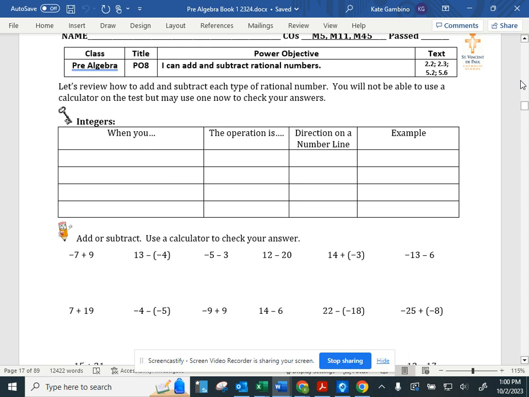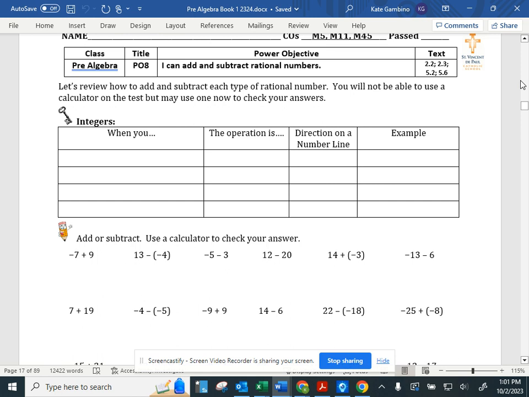Afternoon. Today we are continuing in Unit 2 with PO8. I can add and subtract rational numbers. So remember, those rational numbers are positives and negatives, fractions, and decimals that end or repeat. So we're going to work on adding and subtracting those. What catches people a lot of times is those negative numbers and how we add and subtract those negative numbers.